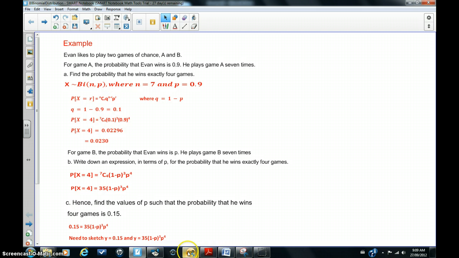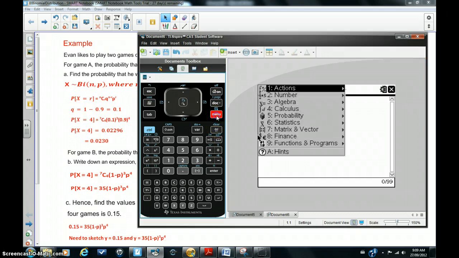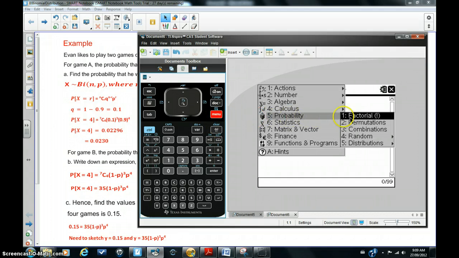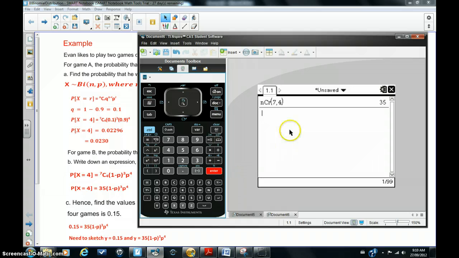So I'm going to go into the calculator mode, and the first one I'm going to do is to multiply the whole thing out. I'm going to multiply the 7c4 by the 0.1 cubed times 0.9 to the power of 4. Now 7c4 you can get by clicking menu, and you can go to probability and go to combinations, and you get NCR. So all you need to enter now is 7, 4, and press enter.